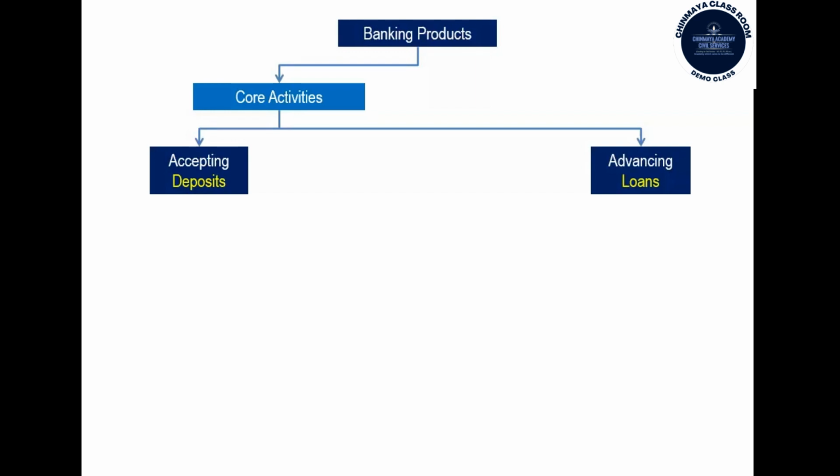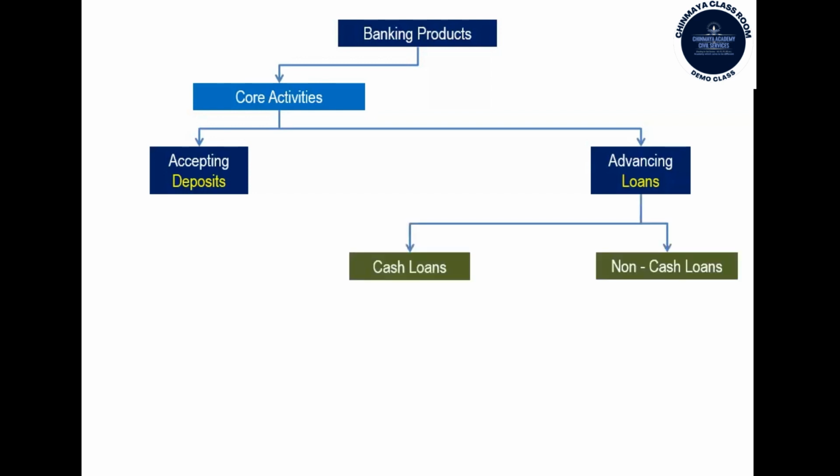So now we shall see about loan products. In core activity, we are done with the deposit products, and now we will move on to the loan products. The loan products come in two categories, which are cash loans and non-cash loans. Cash loans are whereby we provide some cash, or the borrower will be getting some cash. In non-cash loans, we will get something which is related to cash.